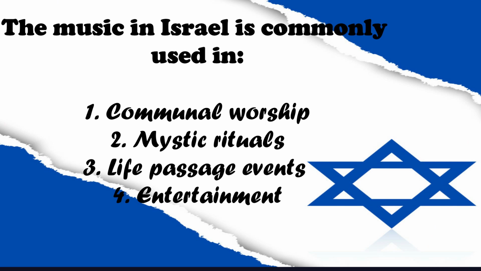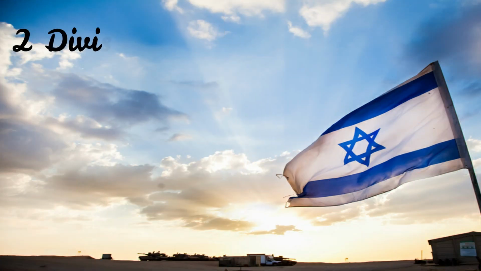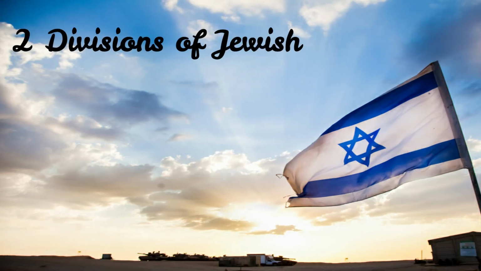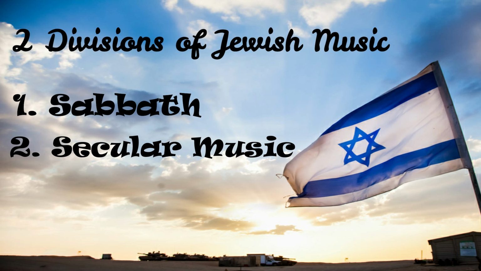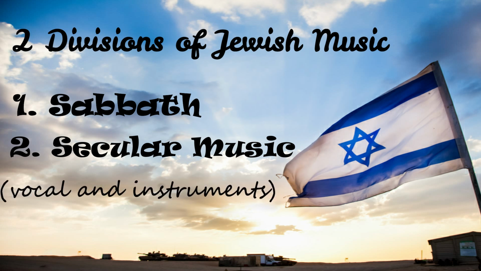Music in Israel is commonly used in number 1, communal worship, number 2, mystic rituals, number 3, life passage events, and lastly, number 4, entertainment. Class, there are 2 divisions of Jewish music. These are Sabbath and secular music. The Sabbath music is featured during holidays. On the other hand, secular music is played during life passage events. It makes use of the combination of vocal and instruments.